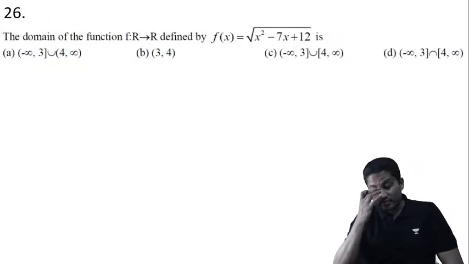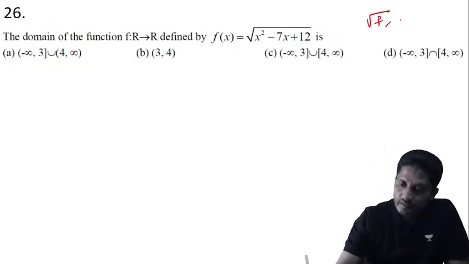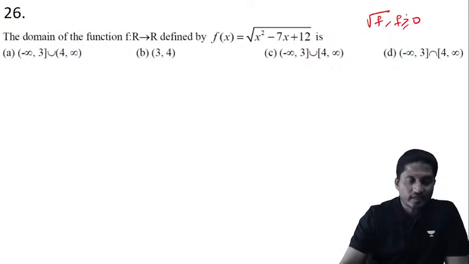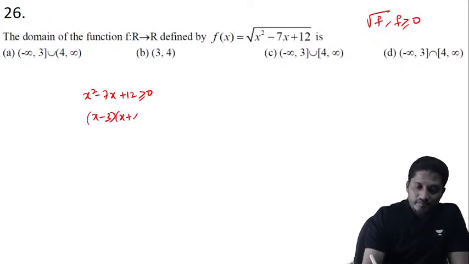What is the domain of this function? Root f is defined when f is greater than or equal to 0, right? So this means that x square minus 7x plus 12 is greater than or equal to 0. X minus 3 into x minus 4 should be positive.